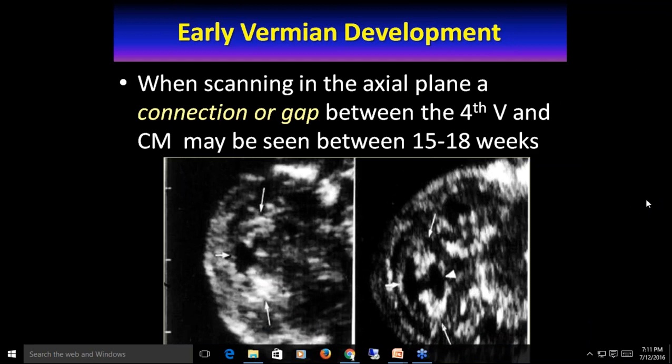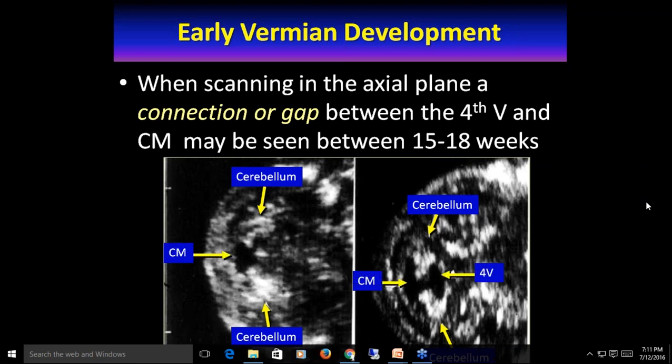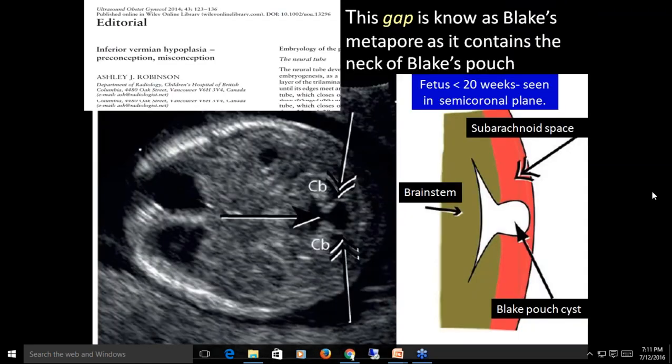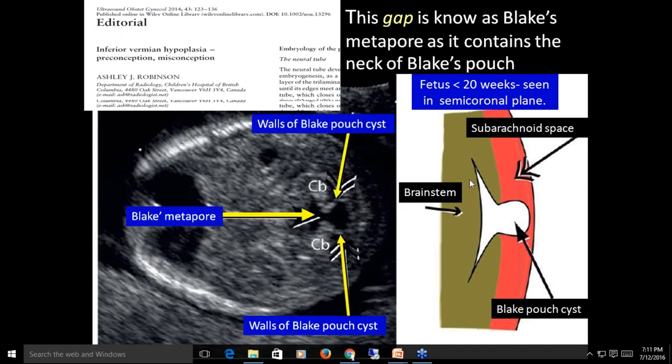When scanning in an axial plane, a connection or a gap between the fourth ventricle and the cisterna magna may be seen between 15 and 18 weeks gestation. This is the gap that I'm referring to. This gap is known as Blake's metapore, as it contains the neck of Blake's pouch. Here we can see the Blake's pouch and the neck.